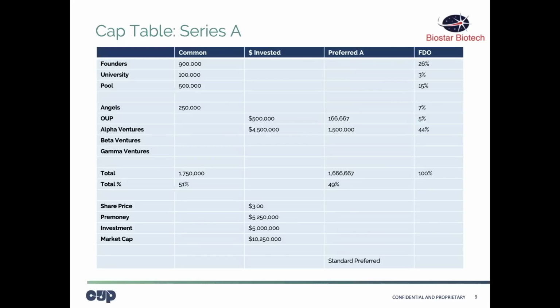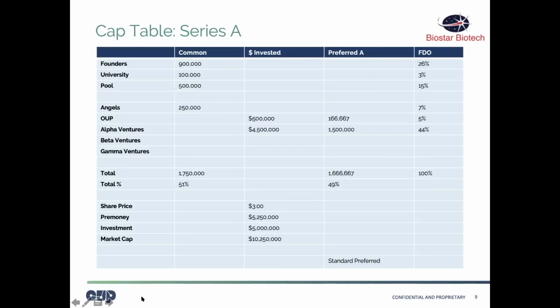So the founders have now diluted from 90% to 72% to 26%. The university's down to 3%. The pool we just put in, the angels diluted, and you can see OUP bought its 5% and Alpha has 44%. So this is pretty typical for a Series A.